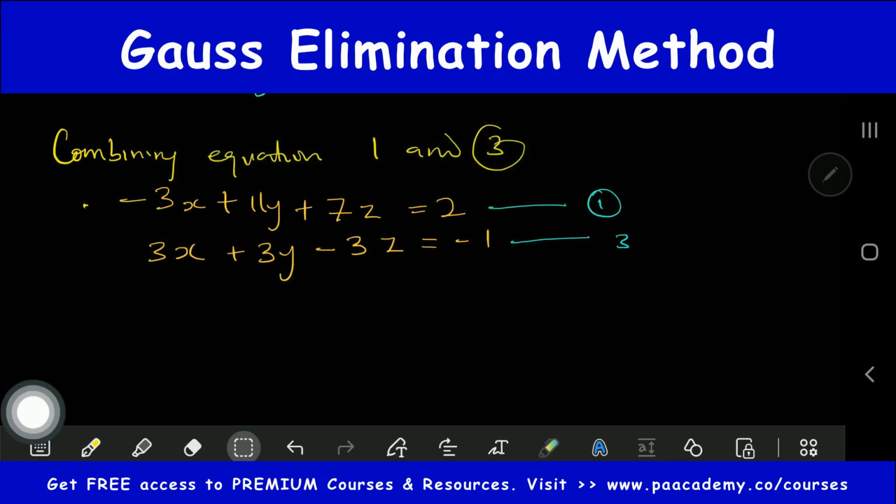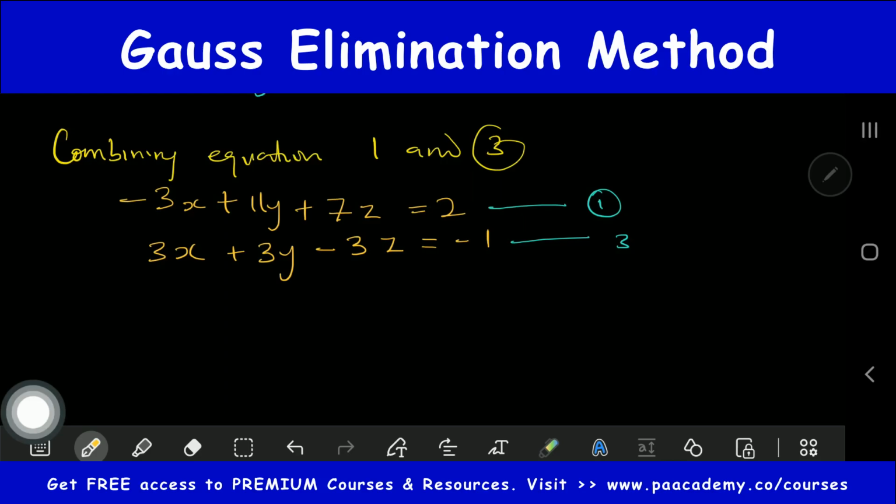Alright, so now what we want to achieve is not in all cases you might need to subtract, maybe the equation 1 from equation 3 or equation 2 from equation 1. Sometimes you might need to add. What you just need to take note is that one of these values, either the x, y, or the z, must cancel out.